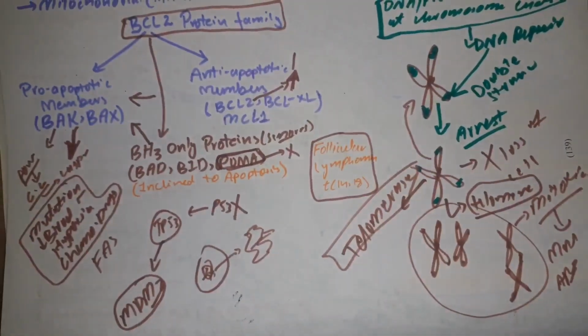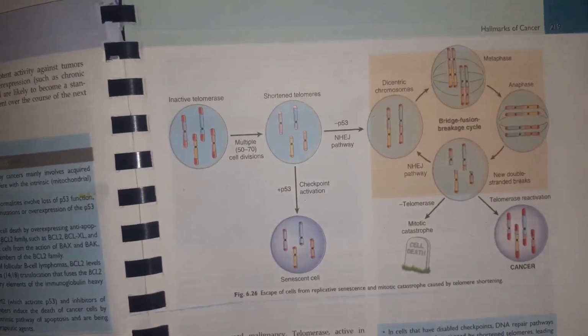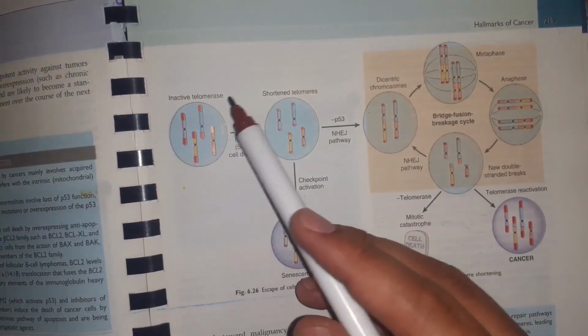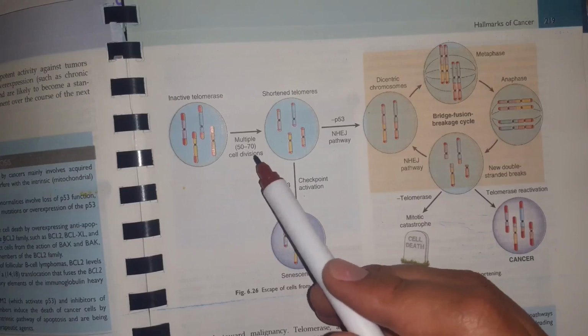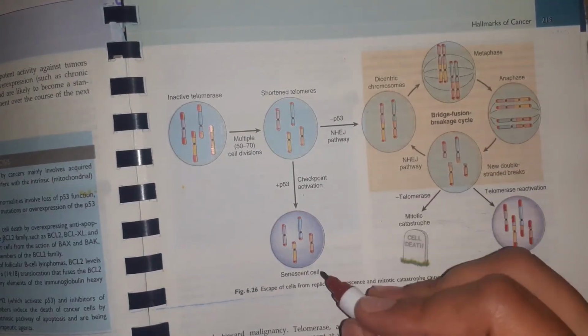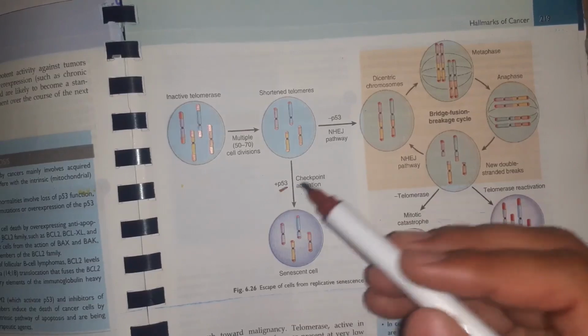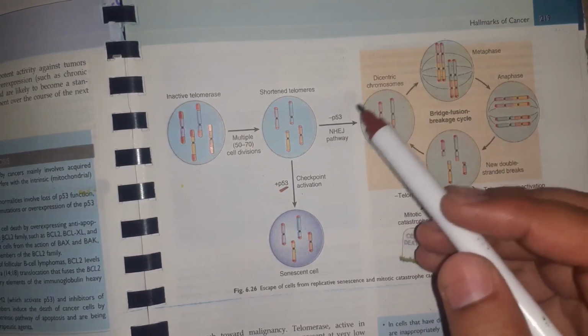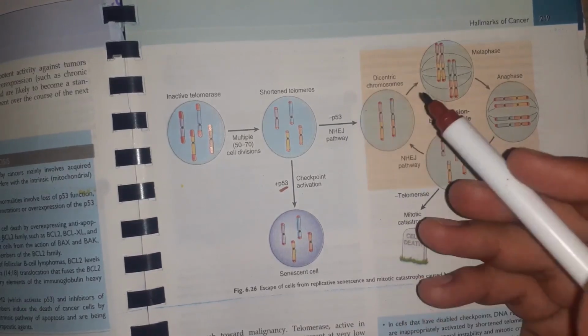So you can understand it by a diagram from the book here. You can appreciate this is a cell, and there is an inactive telomerase, and when telomerase is not active, the cell can maximally live to 50 to 70 divisions, and after that the telomeres are shortened, and the cell is subjected to the senescent state, or you can say it is no longer dividing, and it is sent here by the p53 pathway. However, if there is a defect in p53, what will happen? The non-homologous chromosomal joining pathway will be activated, and what will happen as a result of this?